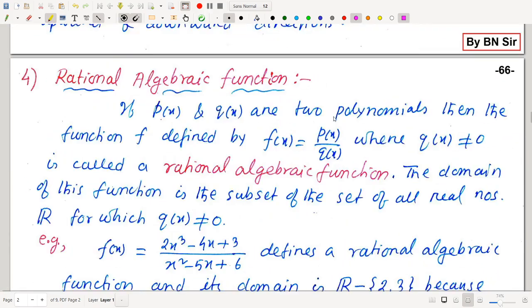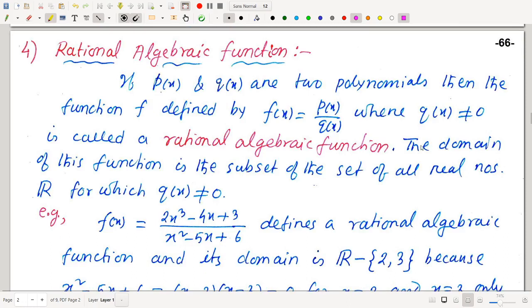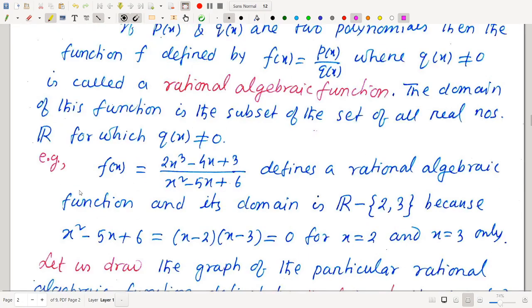If p x and q x are two polynomials, then the function f defined by f x equal to p x by q x, the ratio of two polynomials, where of course the denominator q x should not be 0, is called a rational algebraic function. The ratio of two polynomials, provided the denominator is not 0, is called a rational algebraic function. The domain of this function is the subset of the set of all real numbers, capital R, for which q x is not equal to 0. If q x is 0 it is meaningless, that's why all those values of x for which q x is not 0 will constitute the domain.